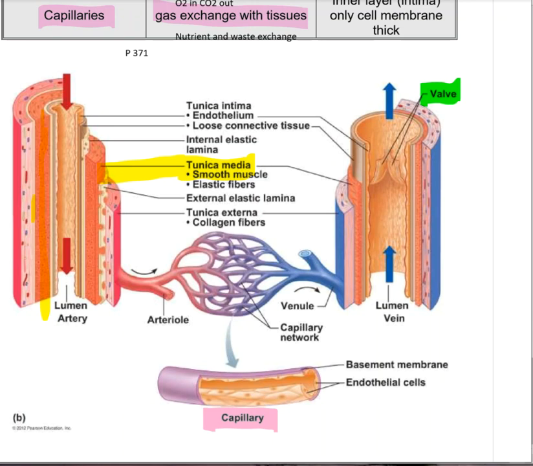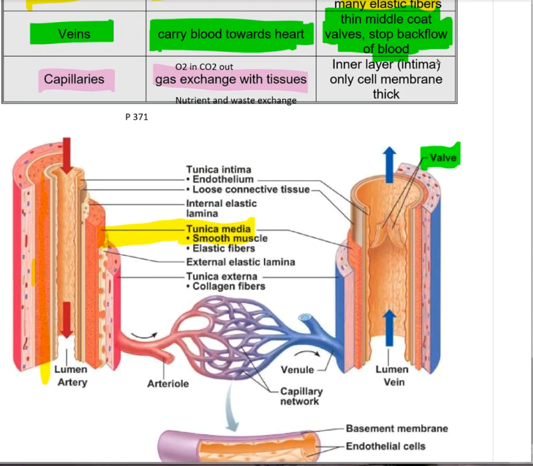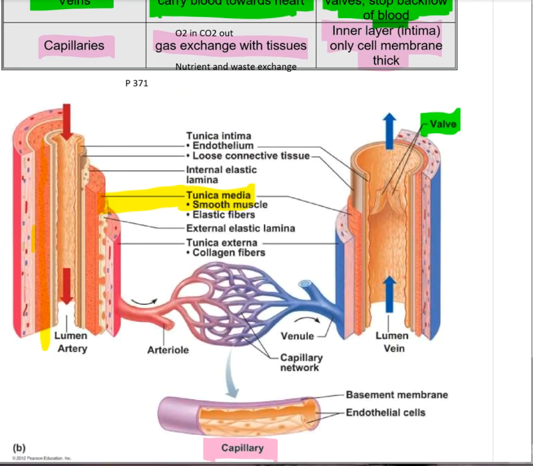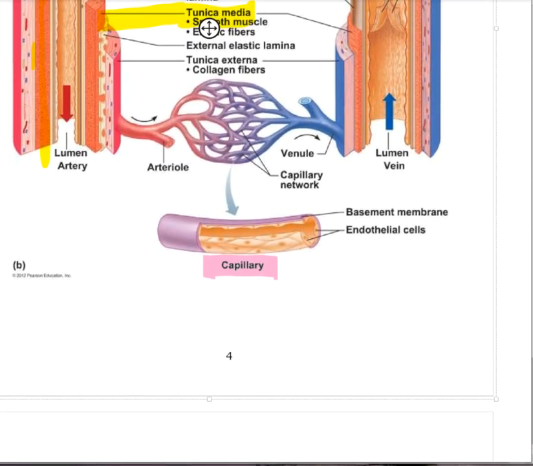Capillaries are much smaller. They only have the innermost intima layer, and they're generally about one cell membrane thick. So they can have really good diffusion, and that allows fast diffusion of nutrients and waste products in and out, okay? So those are the three basic ones.